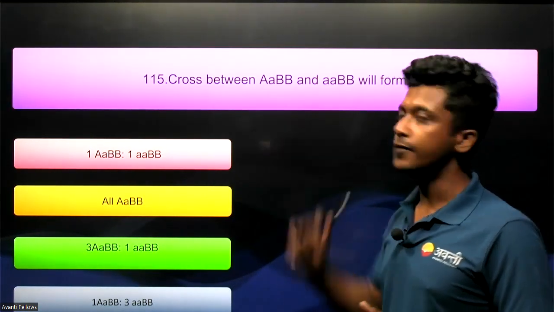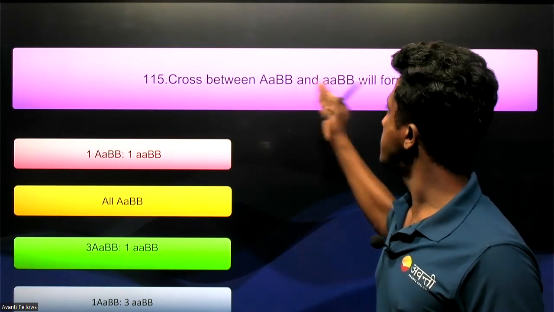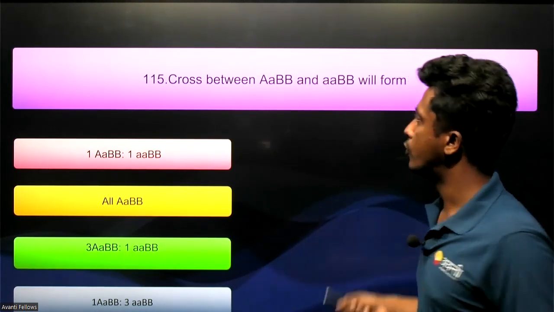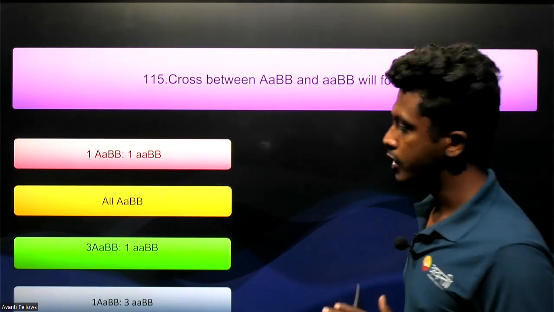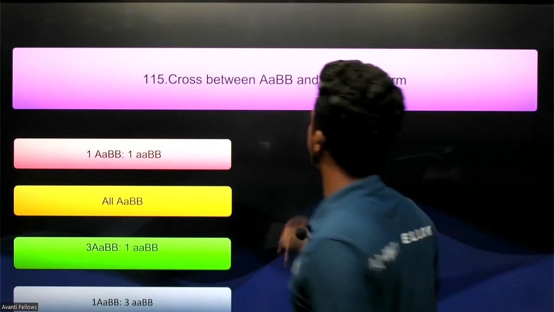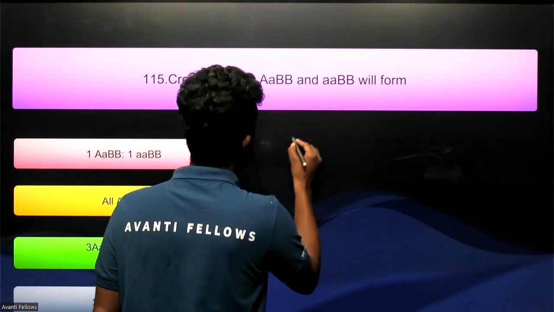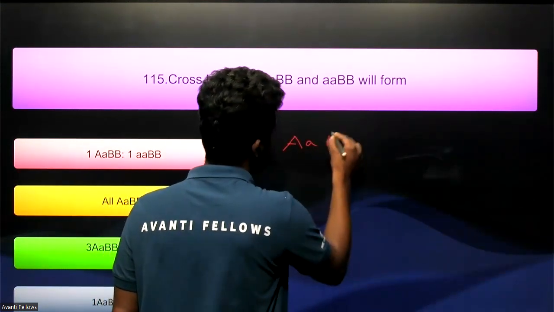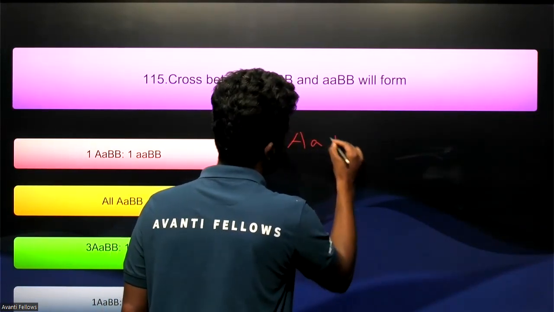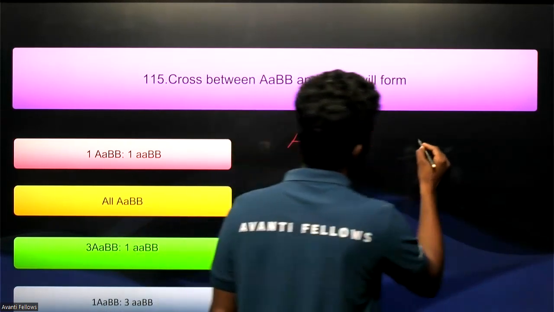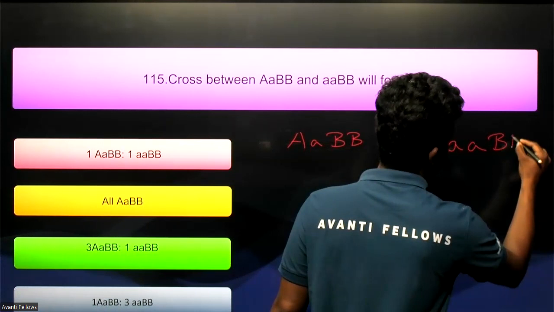So 115th question. Cross between AABB and aaBB will form. So we have these are the alleles which are given to us. Let's see what happens if we conduct a cross between them, and here are the options. If I take one parent as AABB as given in the question, and then it is crossed with small a, small a, capital B, capital B, correct, right?